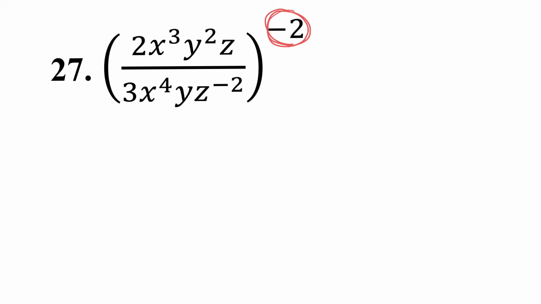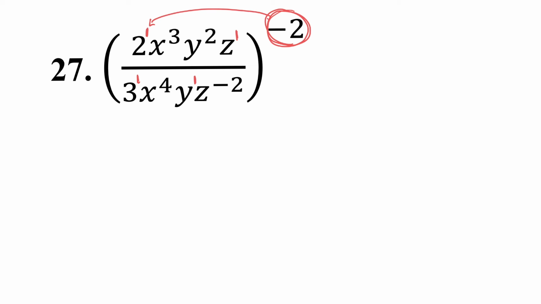So keep in mind that the 2 on the top has an exponent of 1, the x has a 3, y has a 2, and the z has a 1. Invisible 1. And on the bottom the 3 has a 1 and the y has a 1, x has a 4, and z has a negative 2 on the bottom.